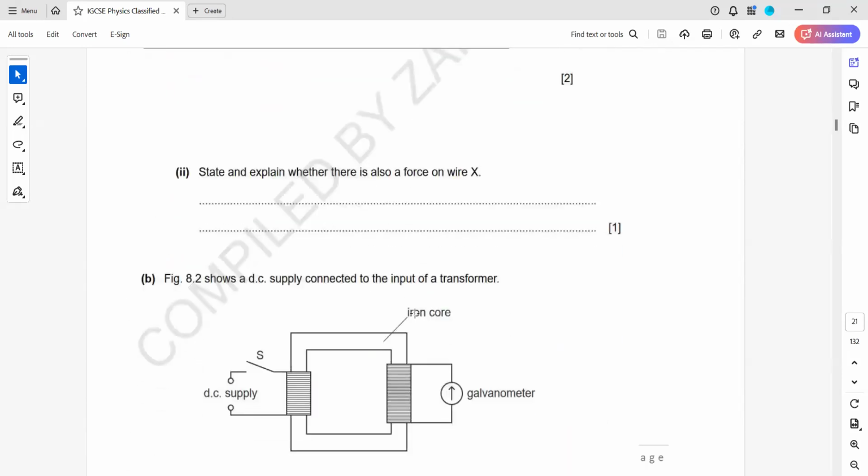State and explain whether there is also a force on y, on wire x. So you will say yes, because the wire x cuts the magnetic field of y.